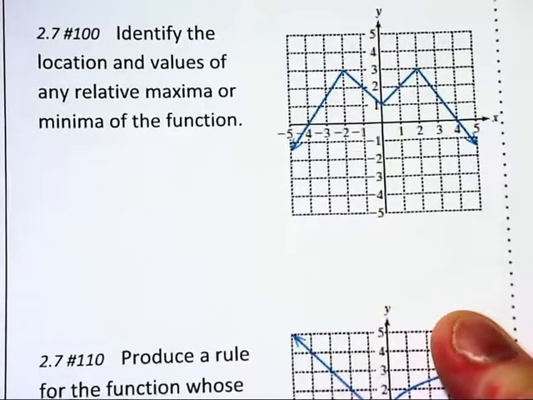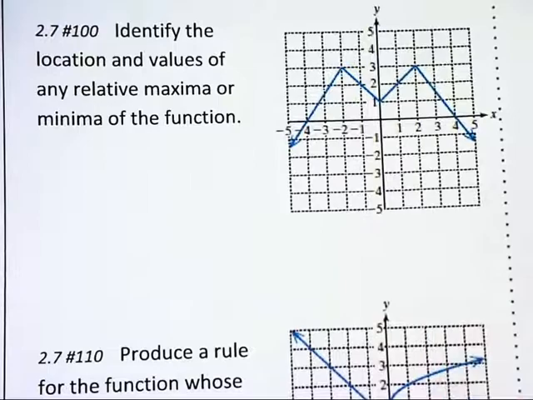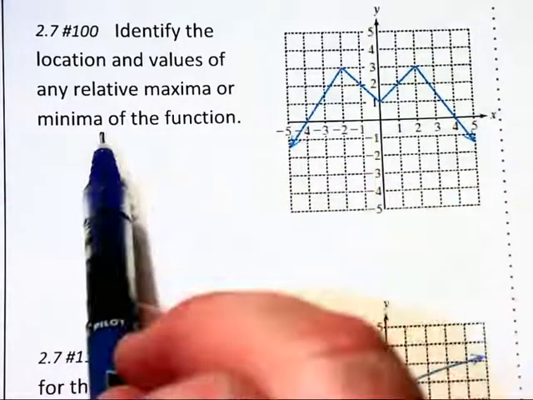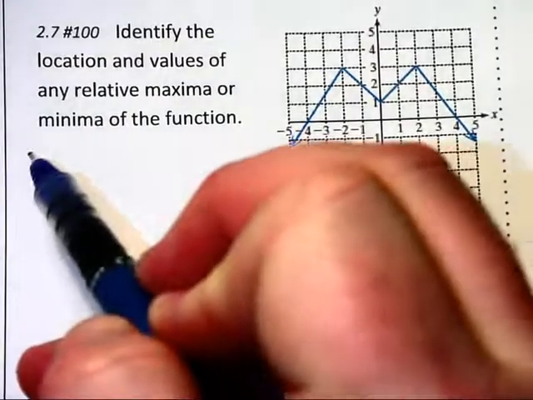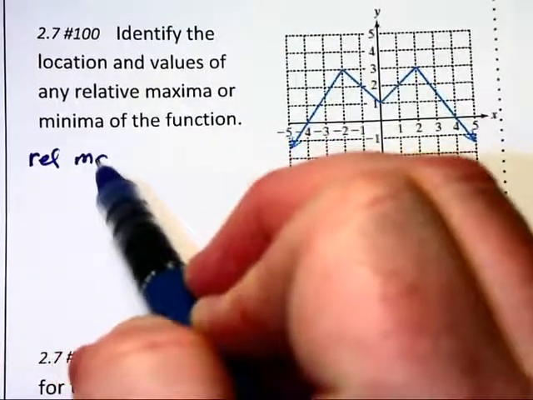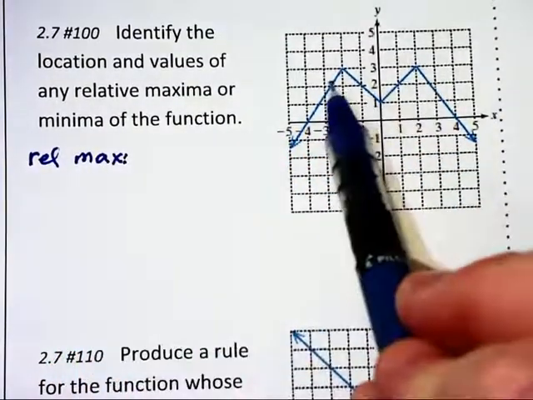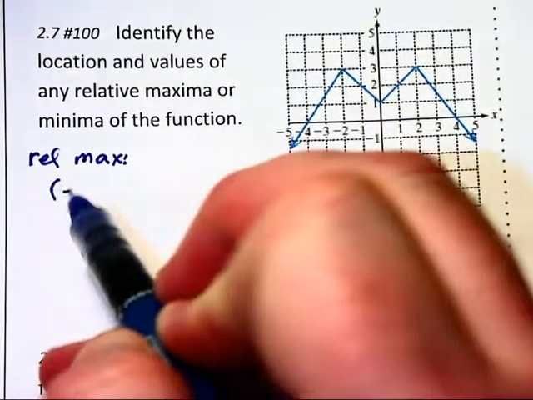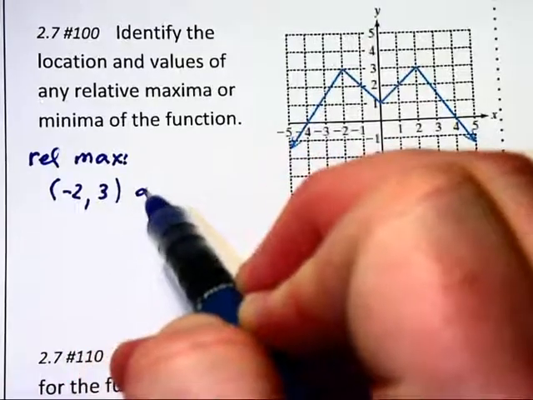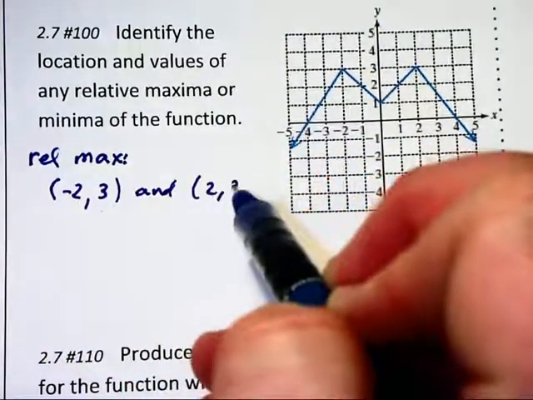For this next problem, we're asked to find the relative maxima or minima. Now, maxima is just plural for maximums, so here we go. The relative maxima are going to be where the 2 points are at the high values, and those will be the 2 points, (-2, 3) and (2, 3).